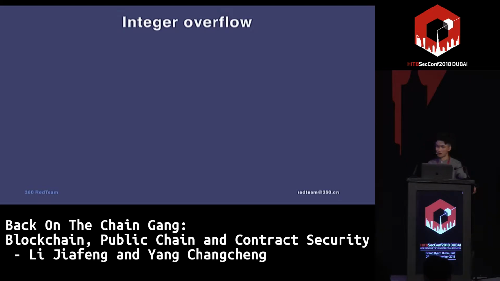Okay, integer overflow. Integer overflow is divided into up overflow and down overflow. Overflow is common in programs. In Windows or something, integer overflow always happens. But in blockchain or Bitcoin, this is very important because this is our money. So if integer overflow happens, it's terrible.